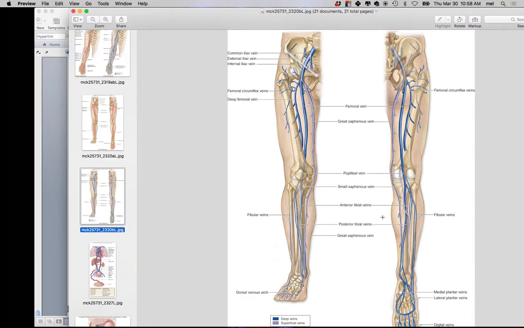Now this one's usually hard to find, and I don't remember how many cadavers we have it dissected out on. But this guy right here that runs superficial along the back side of the leg and dumps into the popliteal vein, this one right here is called the small saphenous vein. So great and small saphenous. Those are the only superficial ones you learn in the leg. Okay? And then the rest of it's really easy.